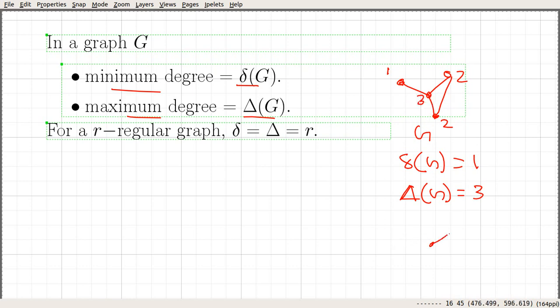Okay, let me give one more example. Let's consider this graph, and let it be say G1. The degree of this vertex is 0, and the degree of this vertex is 2, this vertex 2, this vertex 2. So small delta of G1 is equal to 0 and capital delta of G1 is equal to 2. And here again we can see that for an r-regular graph, small delta is equal to capital delta, which is equal to r.